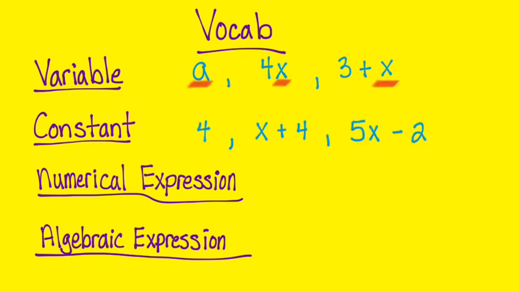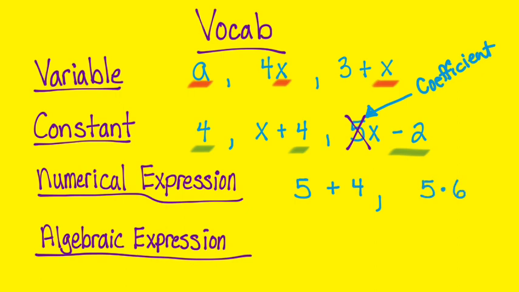And a constant is just a whole number, not a fraction, because a fraction is an operation, but a whole number. So for example, you have 4 and -2. But how come it's not that 5 in front of the x? Because that 5 in front of the x is called a coefficient. A coefficient. It's how many x's, right?